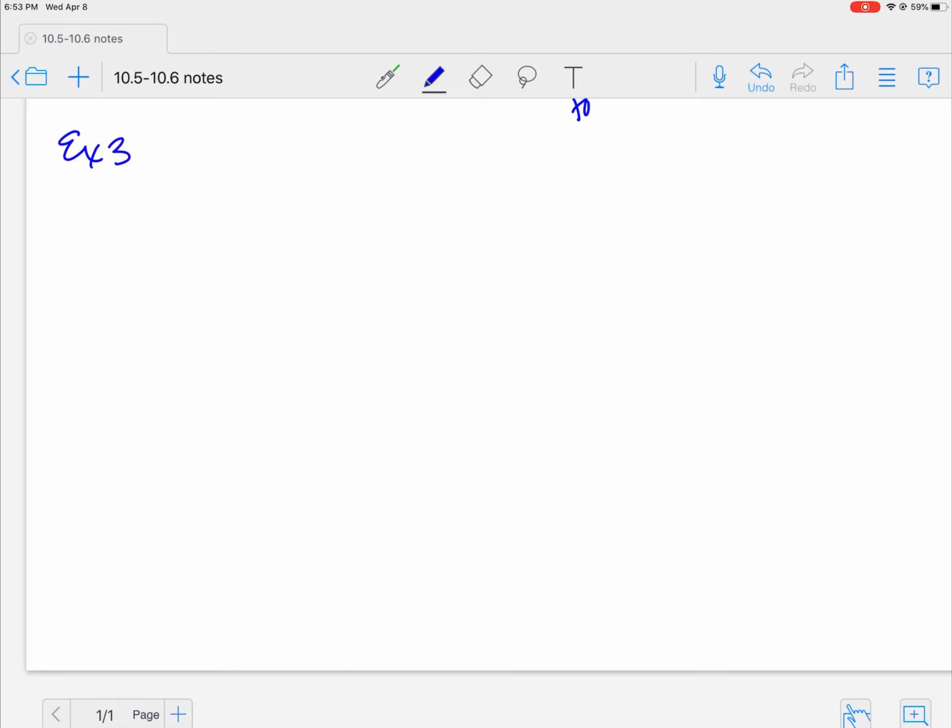All right? Okay, let's do another one. We're not doing any inequalities. We're only doing equations here. So let's try this one on. Here's example 3.